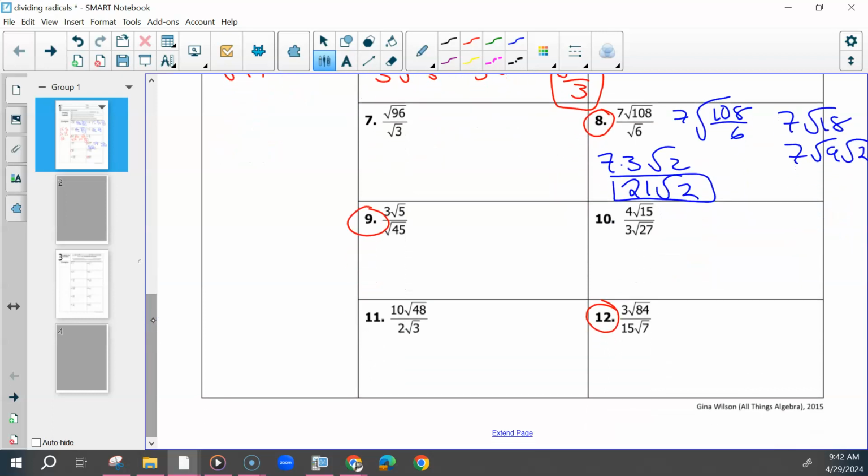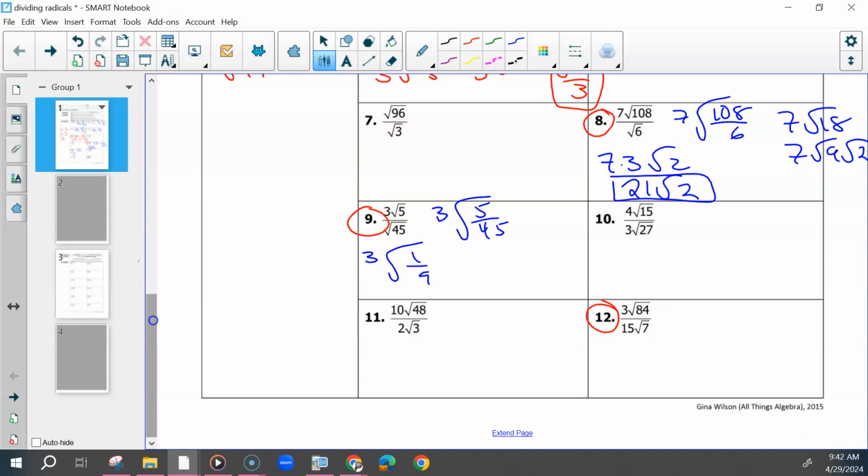Right? 9, do we want to simplify as is or make it one big fraction? One fraction. Okay. We have 3 times the square root of 5 over 45. What would that simplify to be? 15. No. 5 over 45. So simplify that. You got a fraction? Yes. So 1 over 9. Yes.